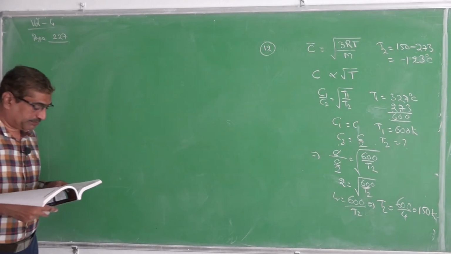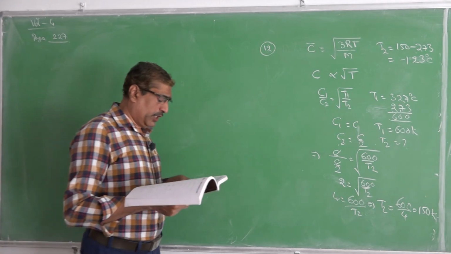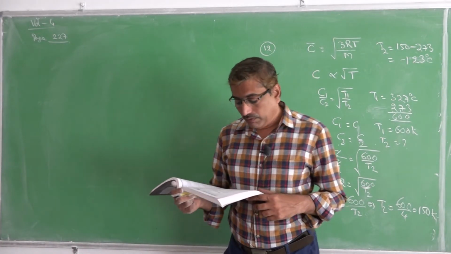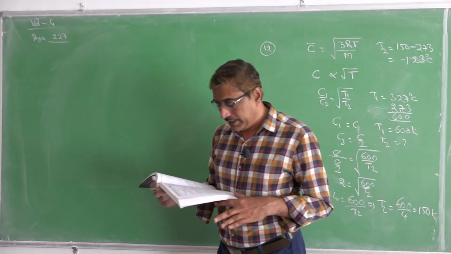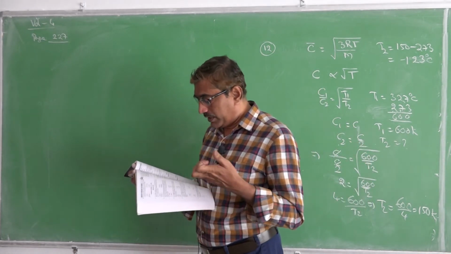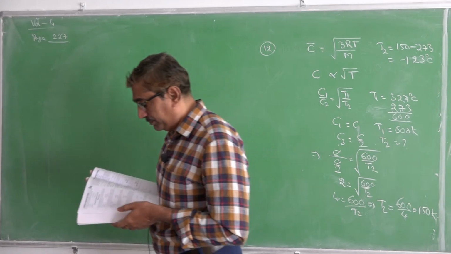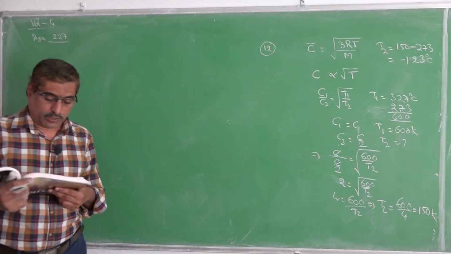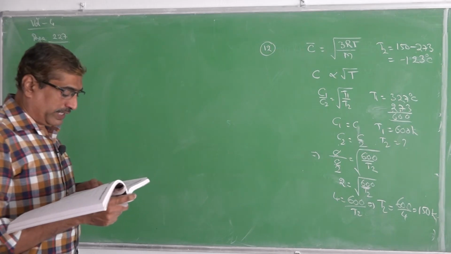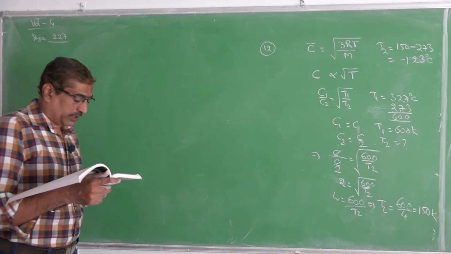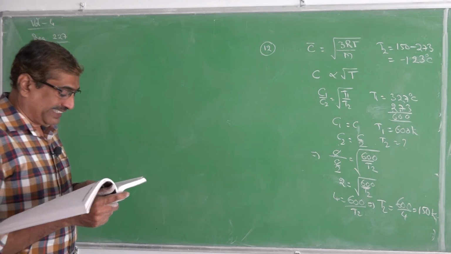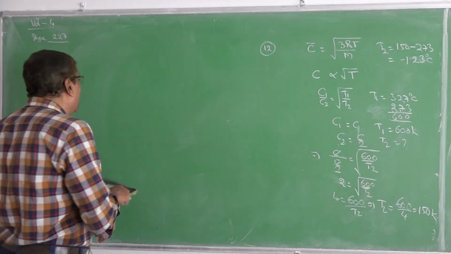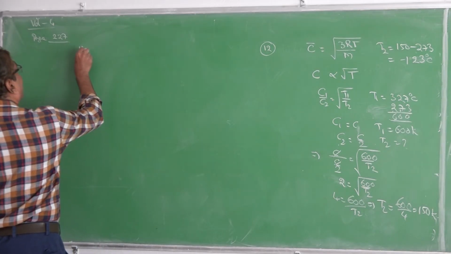Thirteenth one. At a pressure of 24 into 10 to the power 5 dyne per centimeter square, the volume of oxygen is 10 liter and mass is 20 gram. The RMS velocity will be. Okay, 13th one.